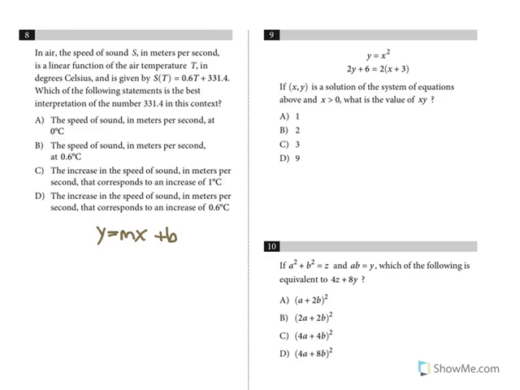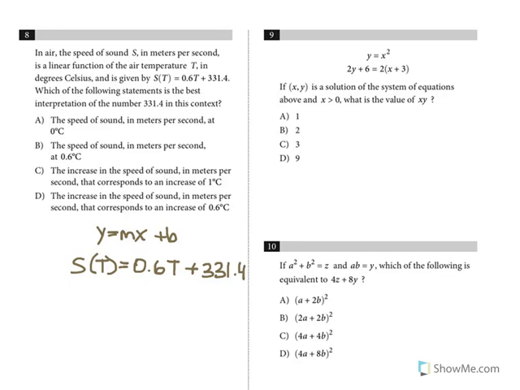All right, so we're saying, and of course y is s of t. Our slope is 0.6, and t plus our b is 331.4, our y-intercept. And of course the y-intercept is the value of the function when x equals 0. Or in this case, it's the value of the function when t equals 0. So having that information in our head as we read the answer choices will help us out.